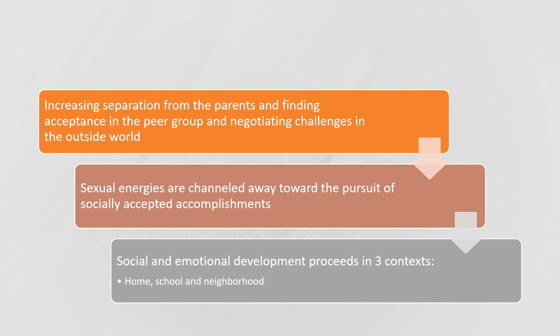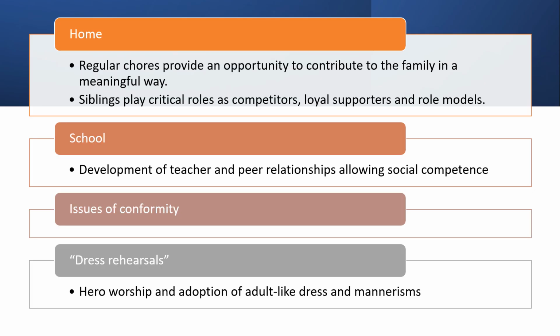So social and emotional development proceeds in three contexts. We have the home. They believe that they should be accepted and appreciated at home. In school, they should perform better. They should have good friends and many more, and also in the neighborhood. Like what I mentioned a while ago, in the home they have regular chores, which provide an opportunity to contribute to the family in a meaningful way. Siblings play critical roles as competitors, loyal supporters, and role models.